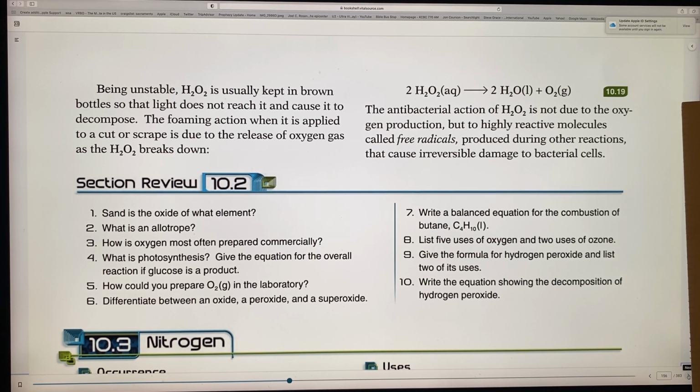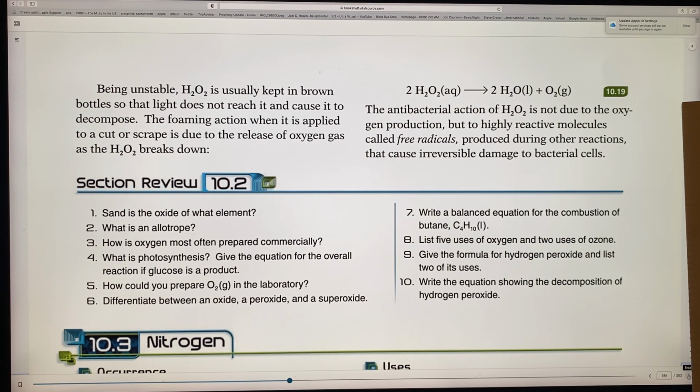So this whole thing has been a longer one, because oxygen is so important. Let's look at some of these questions really quick. Sand is an oxide of what element? Silicon. Silicon and oxygen make silicon dioxide, which is 50% of sand. Now you can read that up.